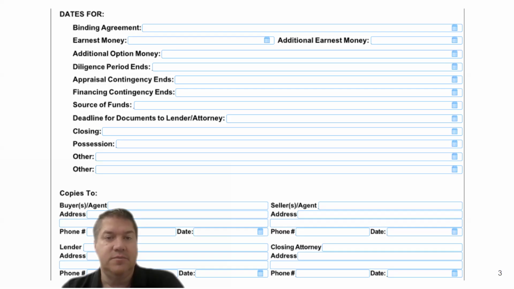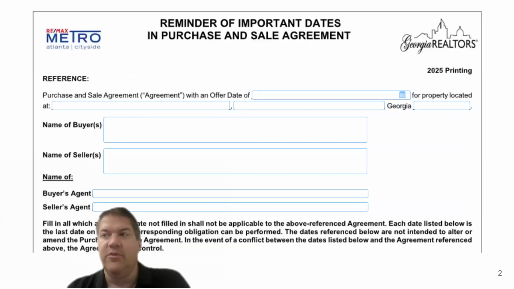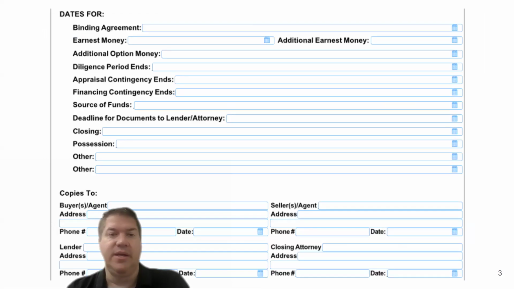It doesn't matter. If the buy side's not going to fill it out and you're the seller side, I would probably do one if you don't get one. Or if you ask the agent, hey, do you do a reminder of important dates? And they're like, oh, I don't know what that is. Oh, okay, well, I'll do it. Right. And that way, at least it's someplace. I think it's a good idea. But that's a good question.